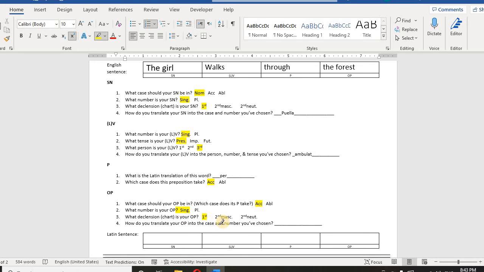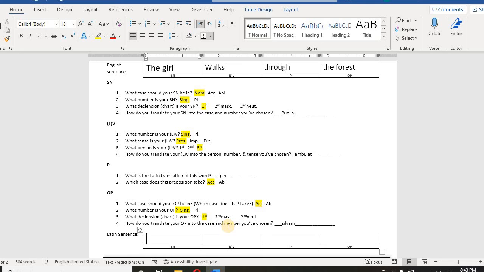How do I translate my object of the preposition into the case and number that I've chosen? So our basic word is silva, but then I need the accusative singular ending. Remember, accusative is your next to bottom row in your chart. Again, you can look up your chart if you need to. If you've got your endings memorized, you know that accusative singular is -m. So I have silvam. Then you just take all your little steps here and fill them into your box to create your full sentence.